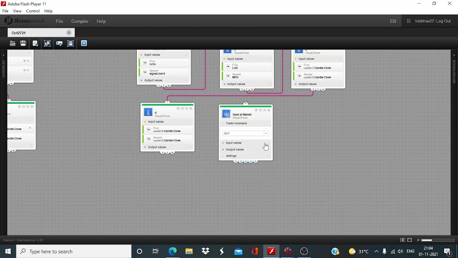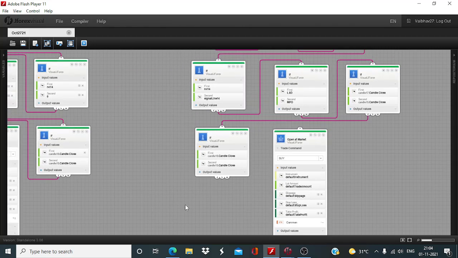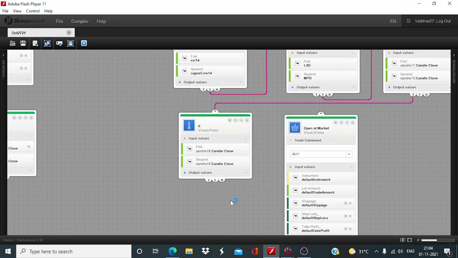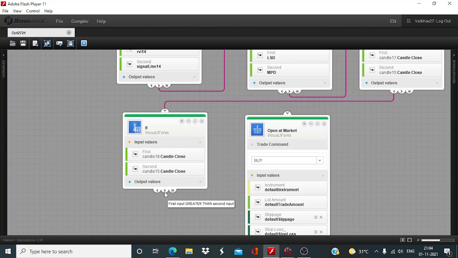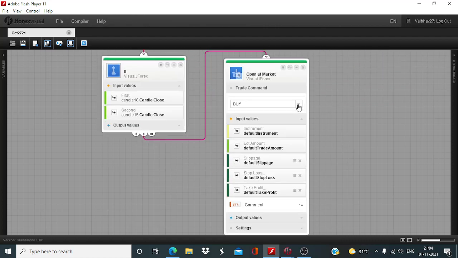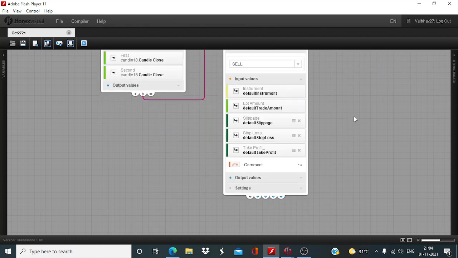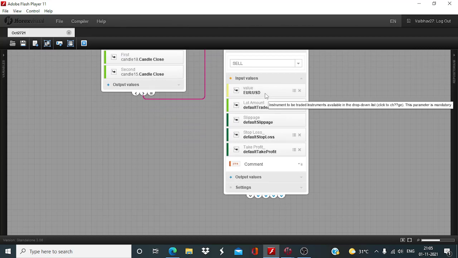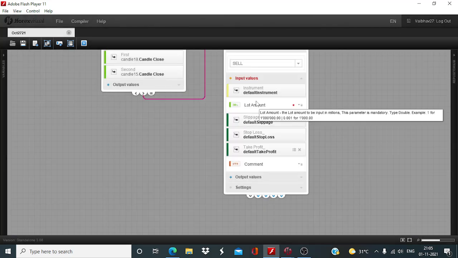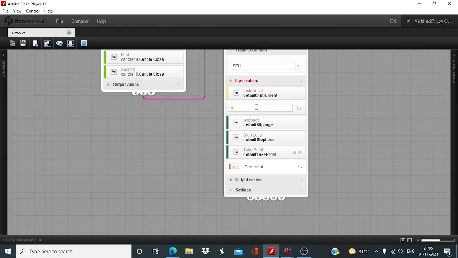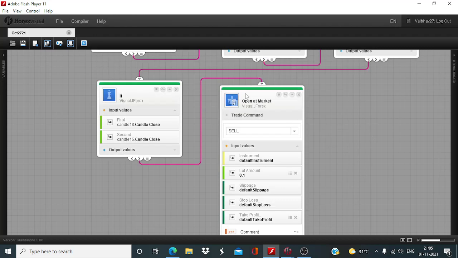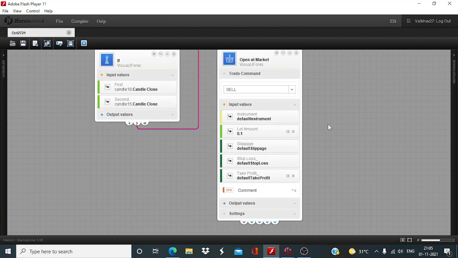And here it is. In this case we will need first input to have been greater, so now I will have to change it to sell. Coming to the input parameters, default instrument is going to remain Euro USD. Trade amount I will change to 0.1 million. Slippage 2 pips is good enough in most of the cases.